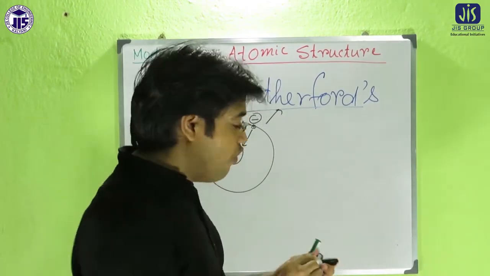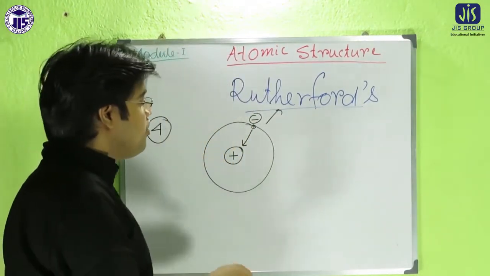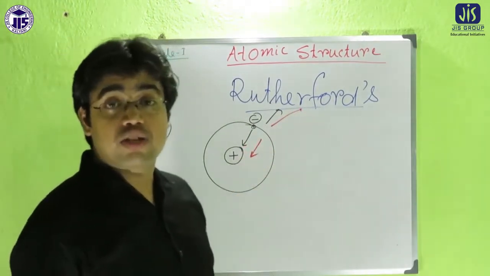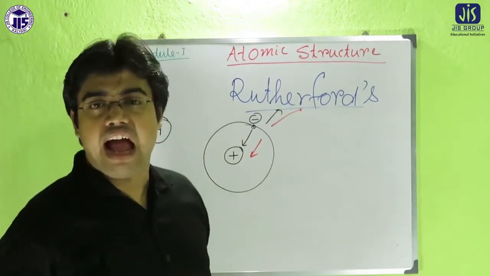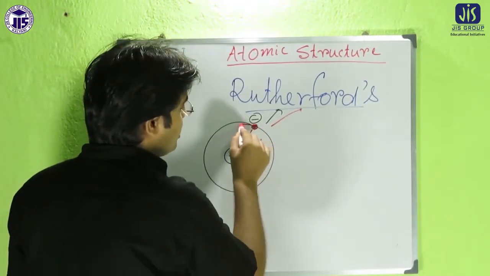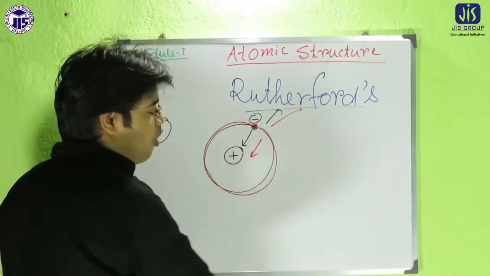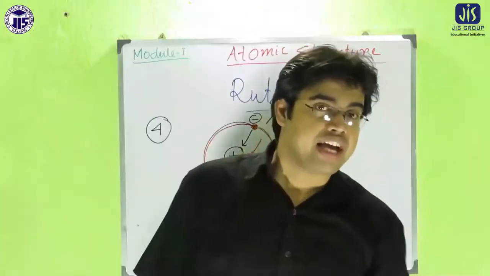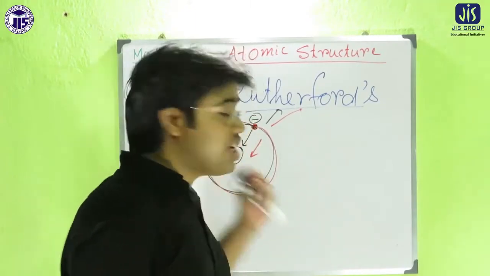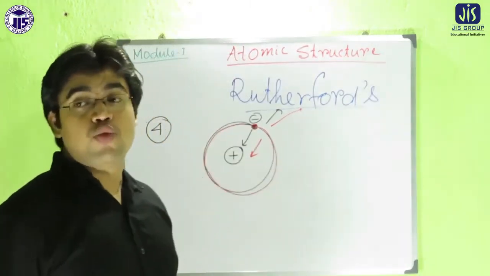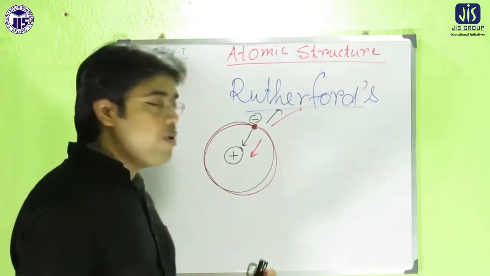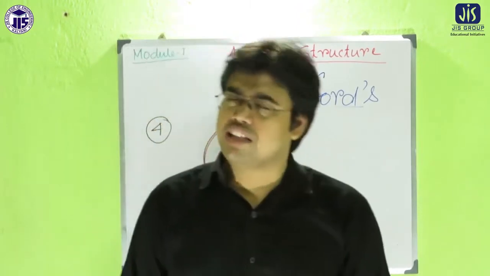So according to Rutherford, that outward centrifugal force and the inward Coulombic attraction force are exactly equal and in opposite directions. And that's why atoms are stable. Stable means the electron will not jump onto the nucleus, and that's why the electron continuously revolves around the nucleus without falling into it. So we get a stable atom. So these are the four main postulates of Rutherford's model.